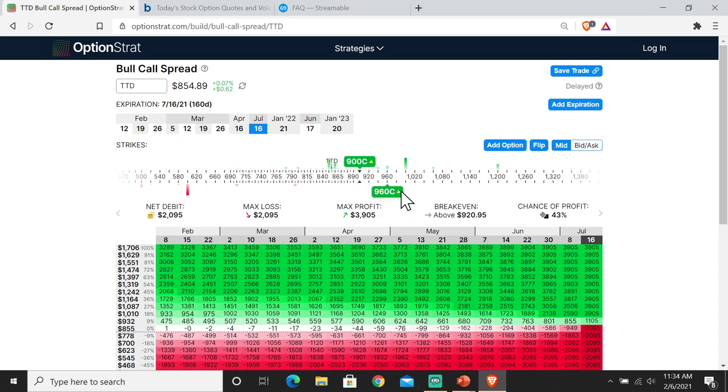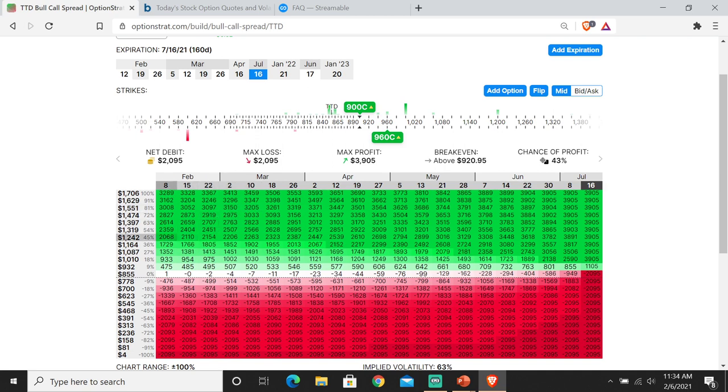And I know you didn't pay this much, but that's based on current price value, right? So $2,095. So then you have $6,000 minus $2,095. The max profit you can gain is the remaining value up to $6,000. So that's $3,905. Your break even is $920.95 at expiration. So if you expect a stock to continue to move up, then you would just hold it, right, until you get close to max profit.